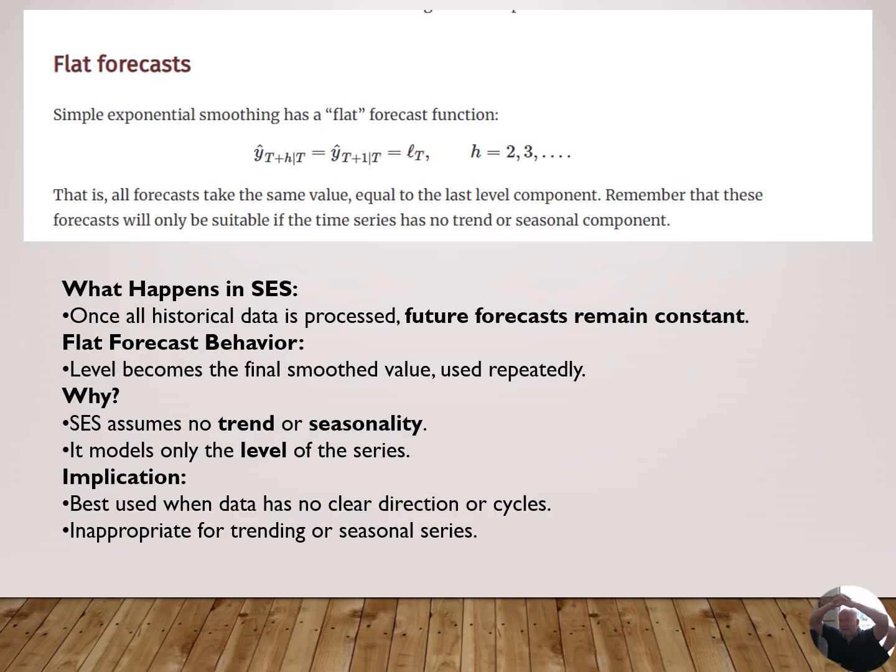So what happens in SES? Once all the historical data is processed, future forecasts remain constant. This is flat forecast behavior, so the level becomes the smooth value used repeatedly. Why? SES assumes that there's no trend or seasonality, and it only models the level of the series. The implication is that it's best used for data with no clear direction or cycles, and it's inappropriate for trending or seasonal data.